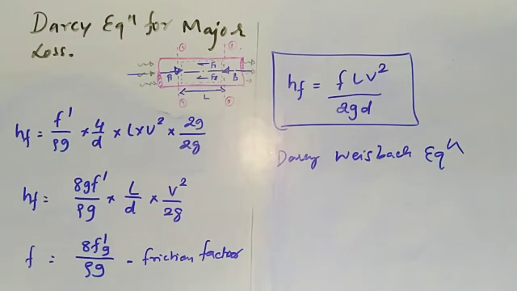Now this question is asked in the university examination for 8 to 10 marks: derive the Darcy Weisbach equation, or derive the equation for major losses in the pipe. So it will be asked for 8 to 10 marks, and even numericals will be asked on this equation.